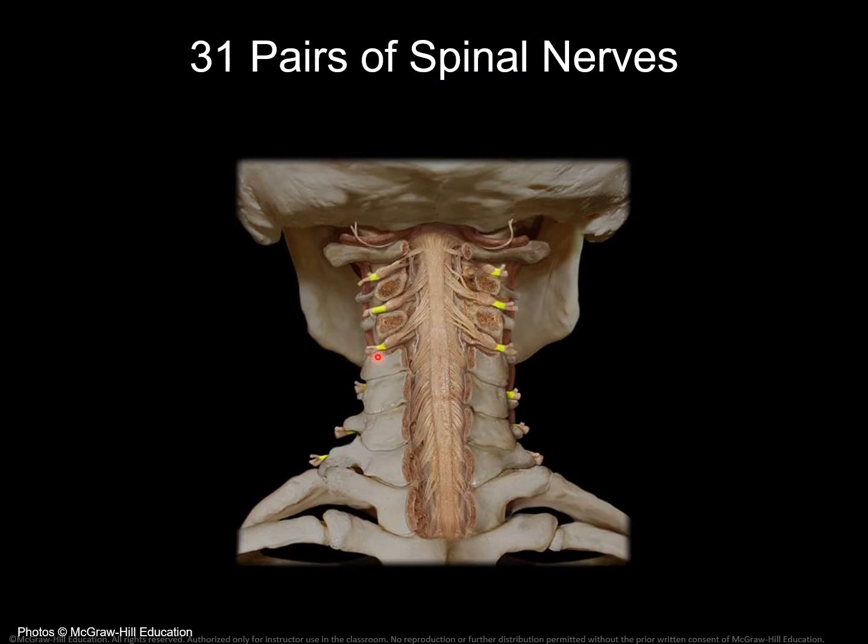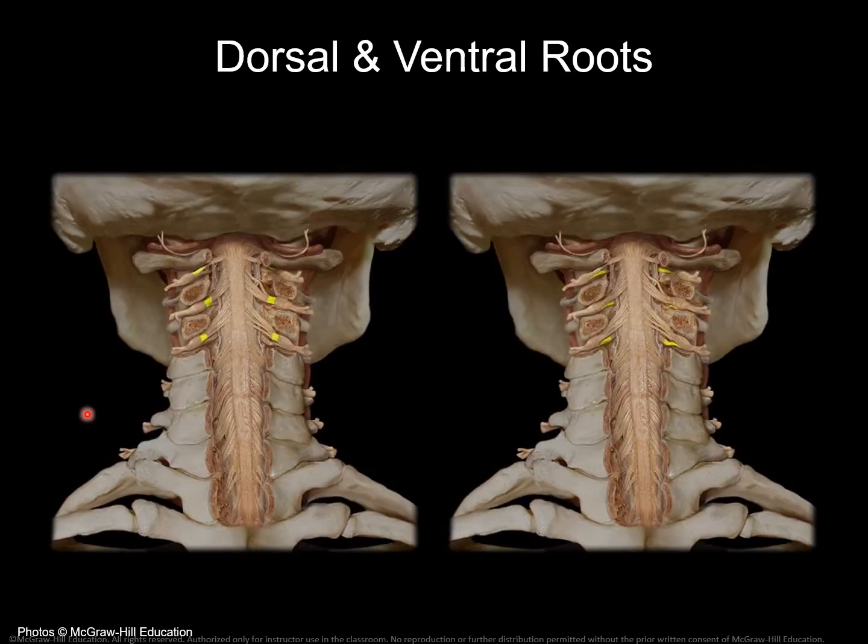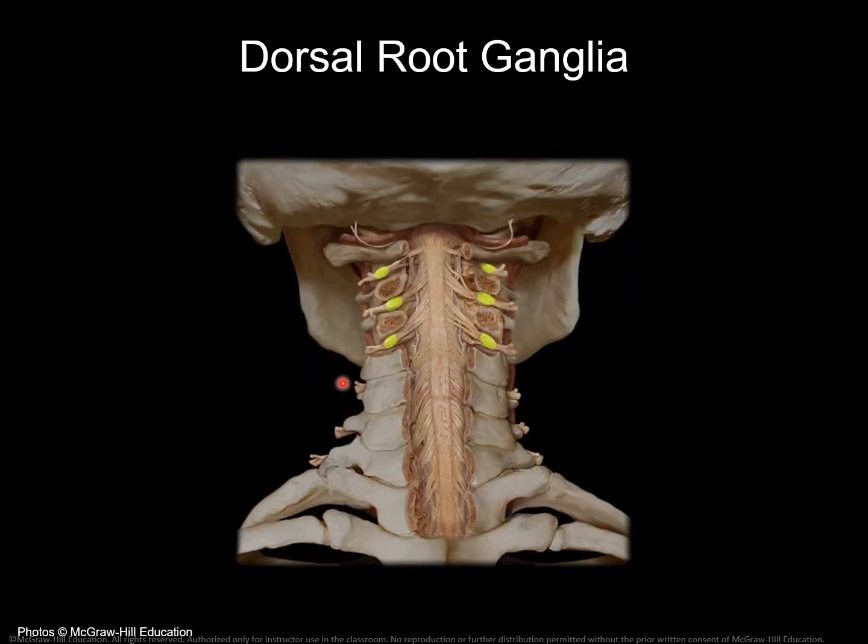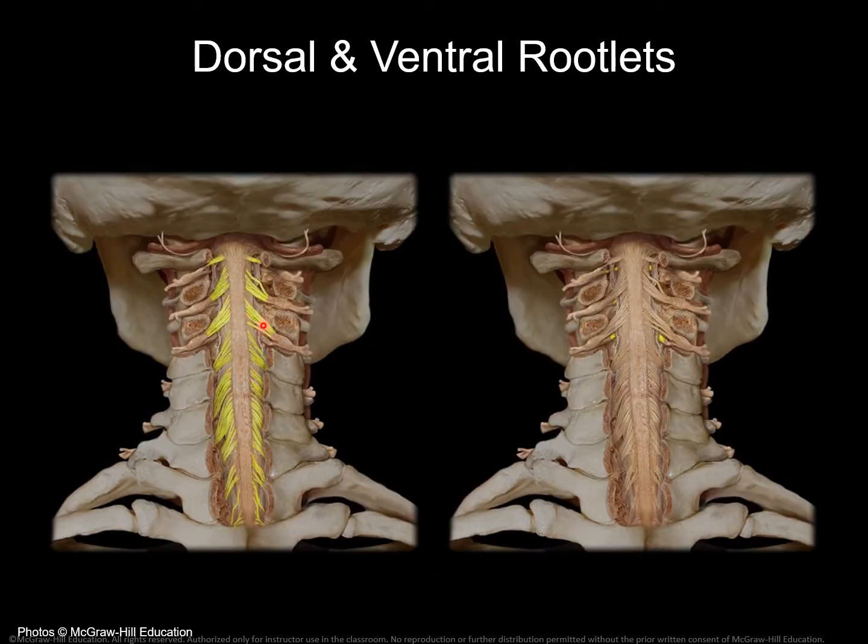Here you're seeing some of the cervical nerves. Look at the yellow part. That yellow is the actual spinal nerve where those roots are together. Okay, here you can see those dorsal and ventral roots. Here and here. Here we see those dorsal root ganglia. You can see where the rootlets are attached to the spinal cord. Here you can actually see rootlets.